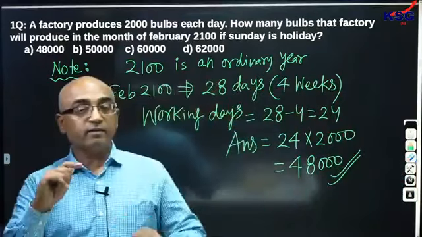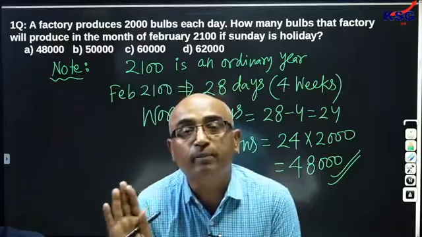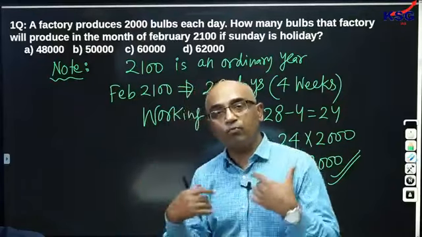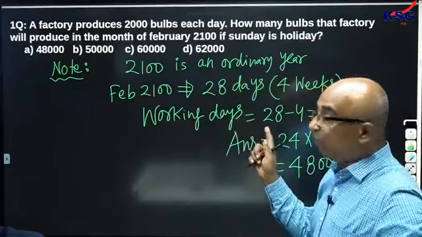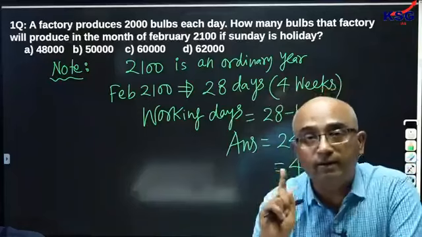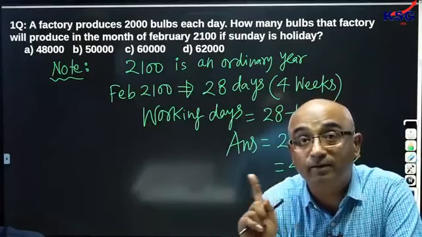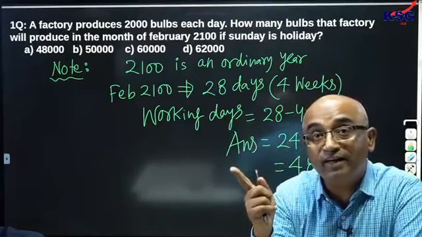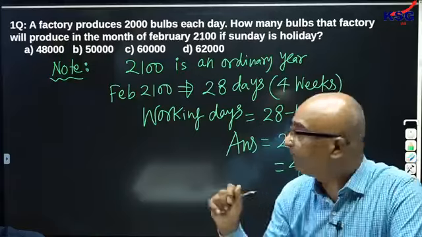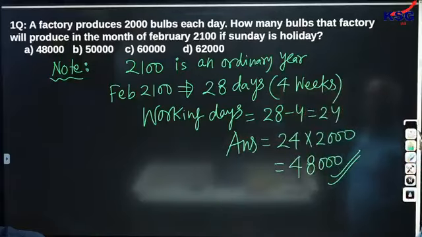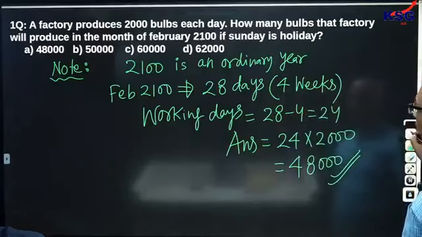Students, in the next half an hour I will give you a clear picture of what kind of questions are coming in our paper, and what kind of questions you need to practice in maths. Remember, the first important information is that 2100 is an ordinary year, not a leap year. If it were a leap year, it would be 29 days and your answer would be completely wrong. So the only correct answer is 48,000. Go for the next question.